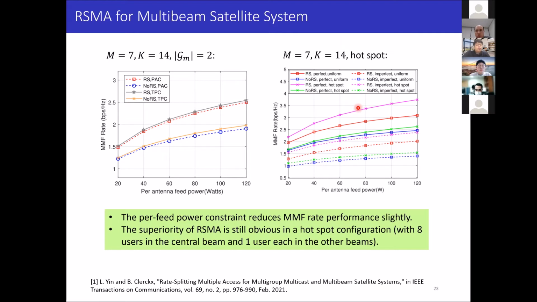If we go to a hotspot scenario, here's a scenario, for instance, where I have 7 beams, 14 users, but instead of having 2 users per beam, I now have 8 users in the central beam and 1 user in all the other 6 beams. And so this leads to a complete imbalance between the rate in one beam versus the rate in other beams. Nevertheless, what we show here is, for instance, the pink one is rate splitting in this hotspot with perfect CSIT. The green one is when you don't do rate splitting in the same scenario, perfect CSIT in hotspot. And you see again here the big saving you have in terms of per antenna feed power to achieve a given minimum rate.